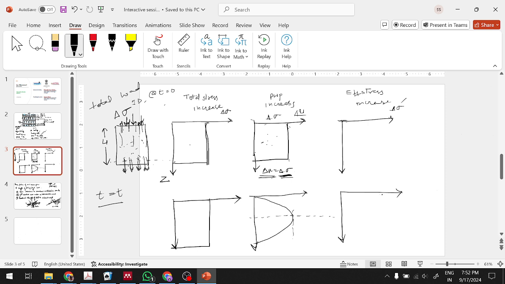So at the end, let's say, if you have, at t, this now delta u will be less than delta sigma, isn't it?